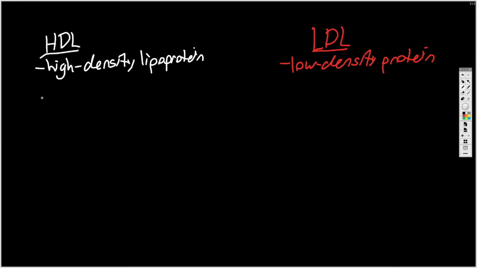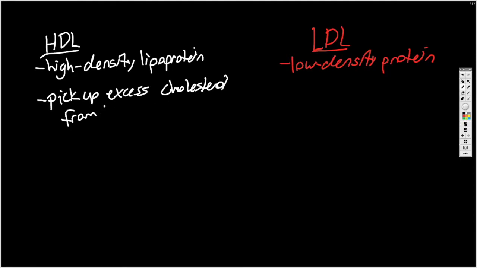High density lipoproteins will actually pick up excess cholesterol, so it carries excess cholesterol from the tissues. Okay? So it's kind of floating around in the blood, and it goes and picks up cholesterol from the tissues that the body doesn't need. That's a very important function, and it will take it to the liver.